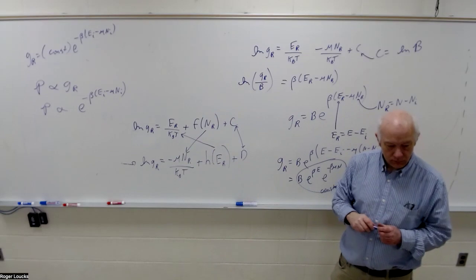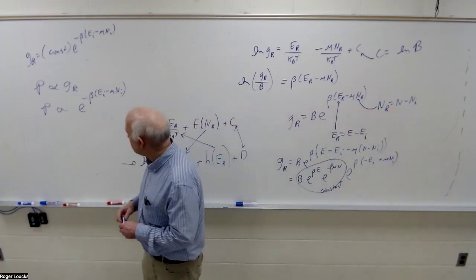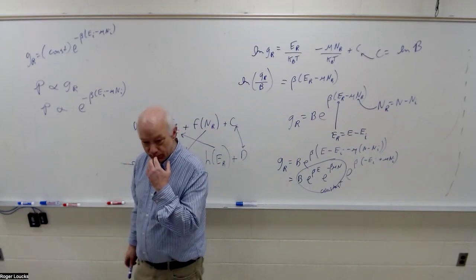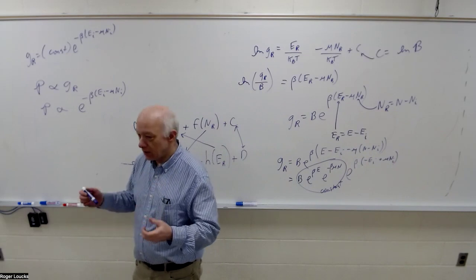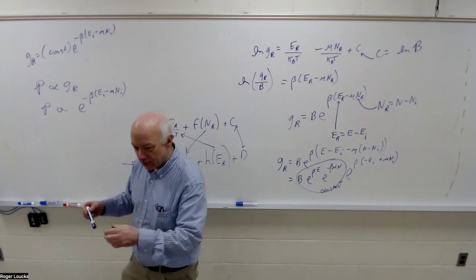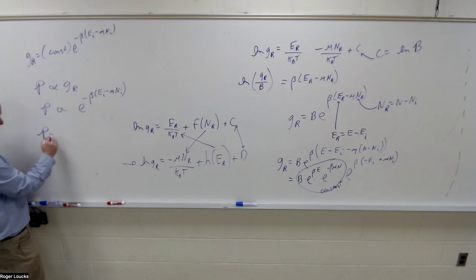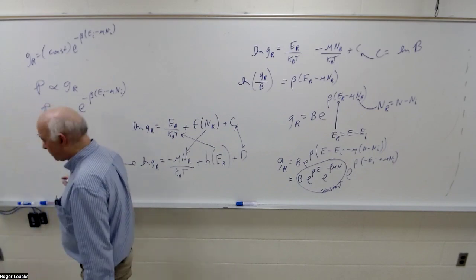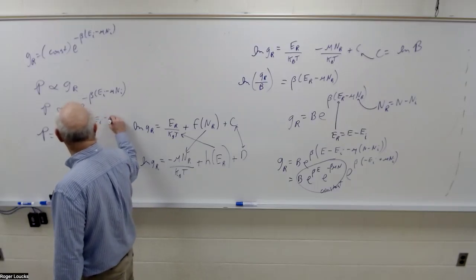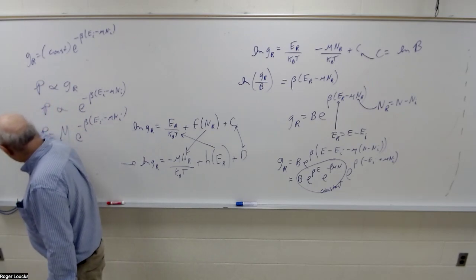Need them to add to 1. Correct. So we're going to have some sort of normalization constant. I'm going to call it capital M, for normalization. So if we normalize it, this is normalized.